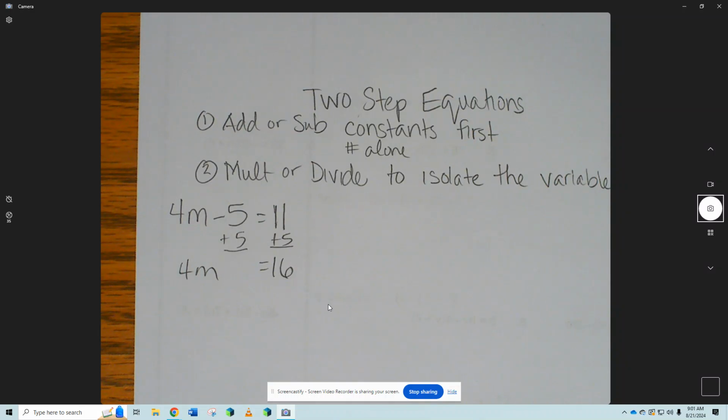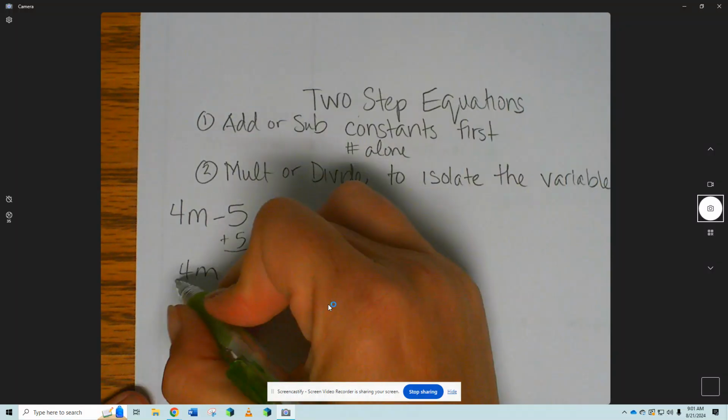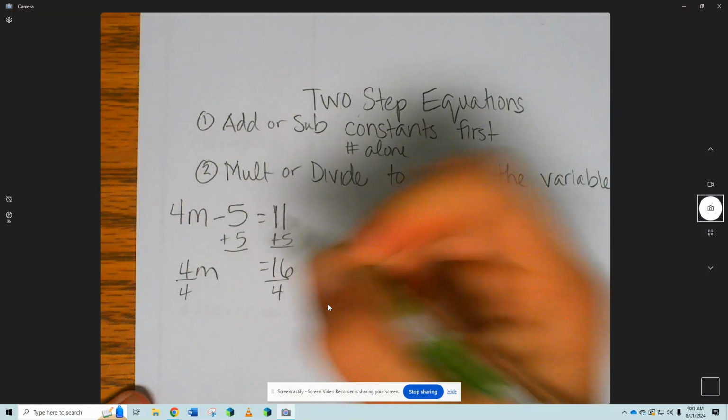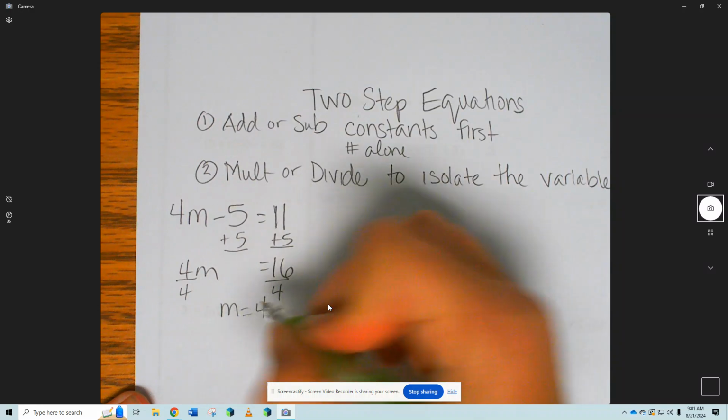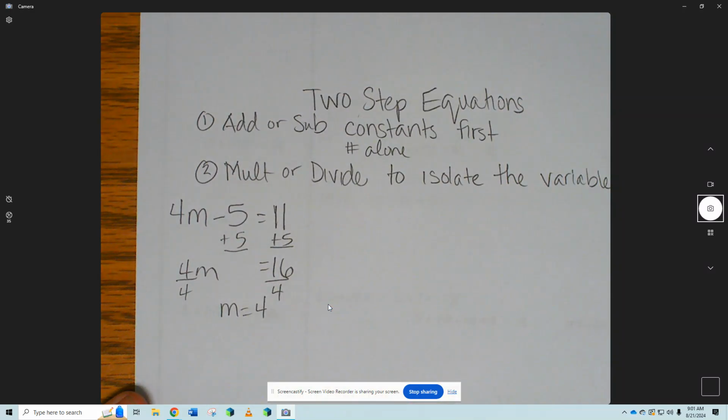Okay, now step 2. Multiply or divide to isolate the variable. What should I do? Divide by 4. Did you guys do this in junior high, these kind? Oh, look who's so smart. You are. Yeah. All right, fine.